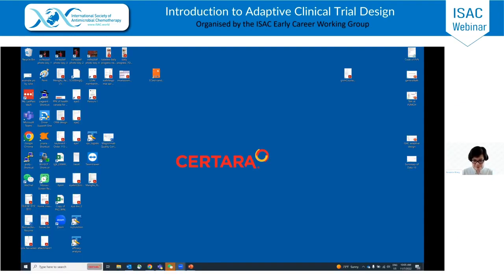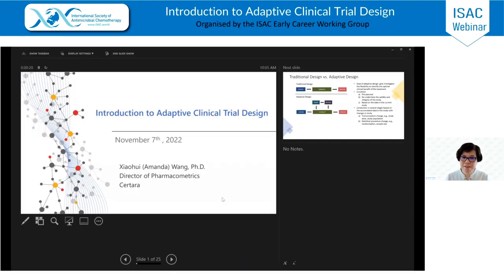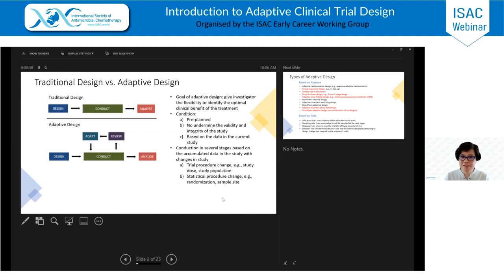So this is an introduction to the adaptive clinical trial design. It's really a big name. There are so many types, so many different designs. I hope this serves the purpose to give you some idea why we need adaptive design and how this is different from the traditional one. And I'll give a couple of examples at the end.